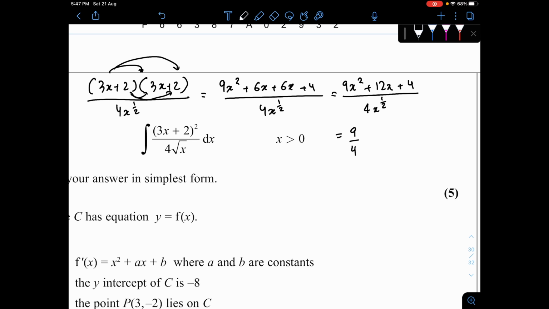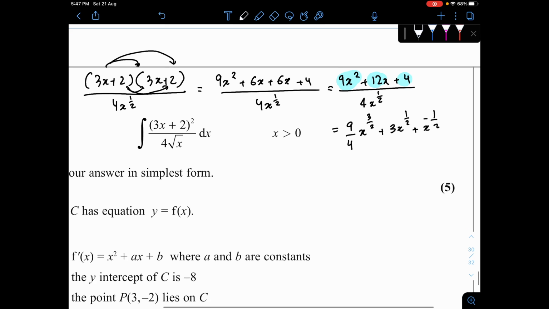We can now take each term separately and divide them by 4x to the power half. So 2 minus a half is 3 over 2. 12 over 4 is 3, and 1 minus a half gives x to the power half. And what about this? The 4 divided by 4 is 1, and this has no power of x, so this will just be x to the power of minus a half.